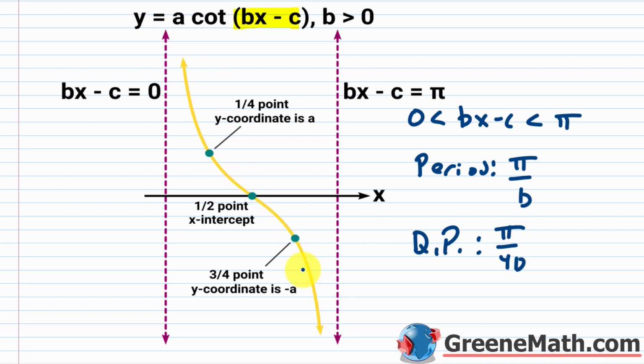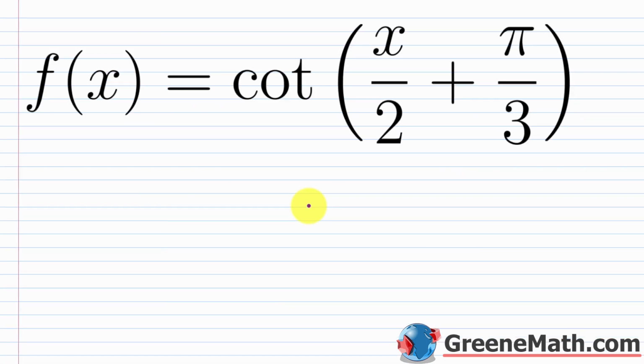So just keep this in mind as a general model. And with that being said, let's just go ahead and look at an example. All right, let's take a look at an example now with cotangent. So we have f of x equals the cotangent of x over 2 plus pi over 3. To start things off, I'm just going to go x over 2 plus pi over 3. So that's going to be the argument for the cotangent function there, this guy.